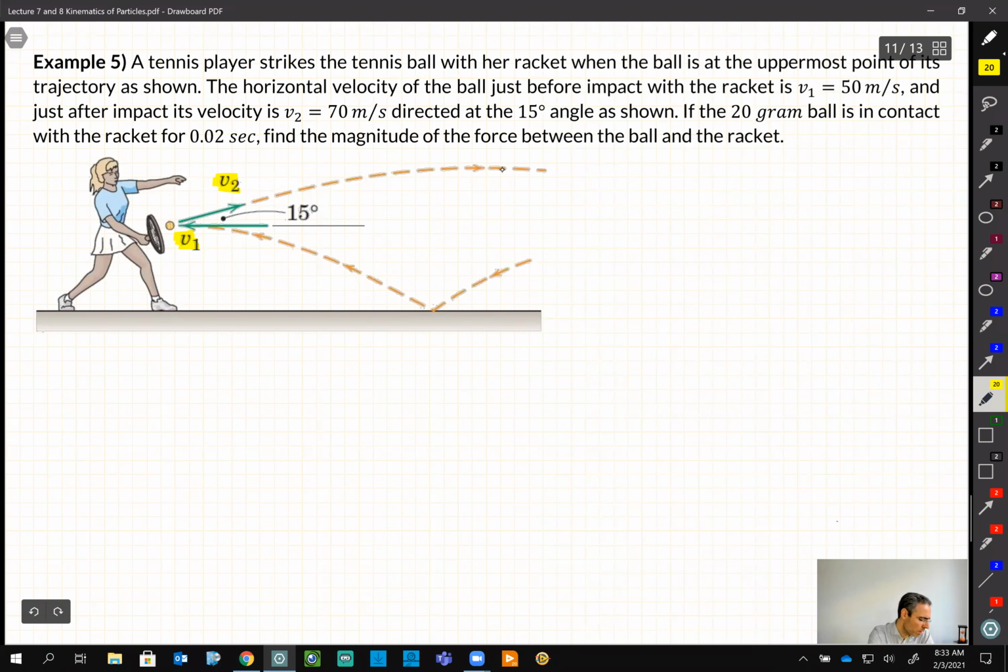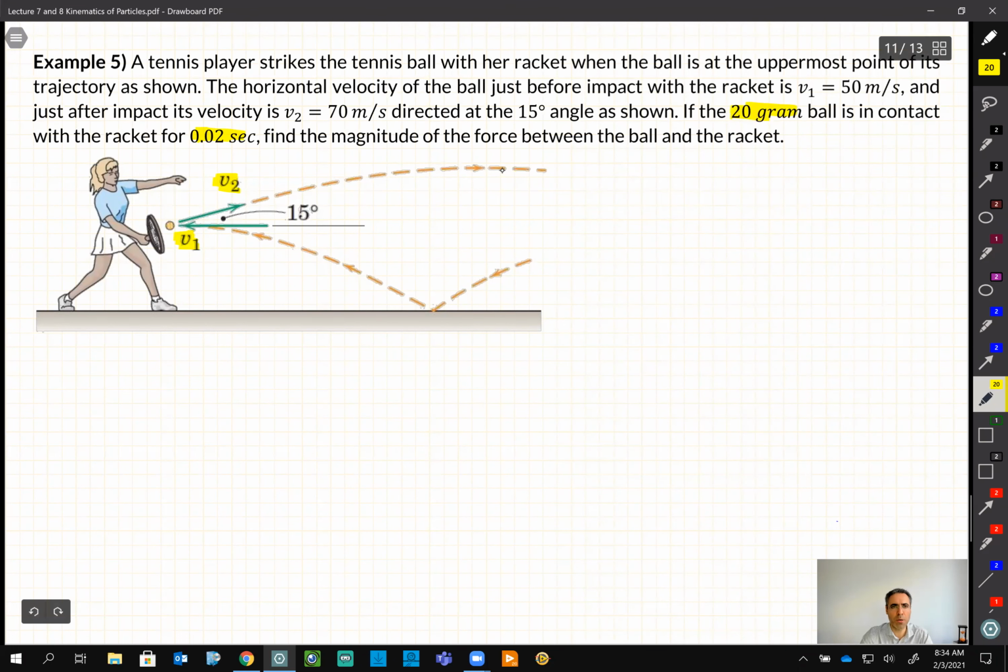And also the coach measured the impact time, 0.02 seconds. So you see, it's a very small time. And also we have the mass as well. And what do we want to find out? We want to find out the force. It's important when somebody is designing a racket.